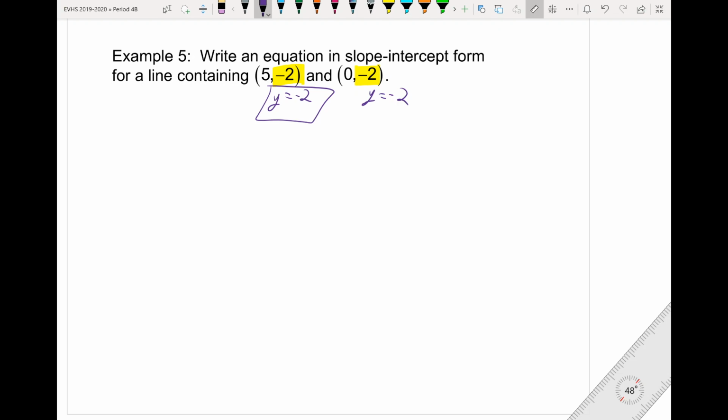Because they both have the same y coordinate. The only way for that to happen is for them to go through this. You're going to have 5, negative 2, and 0, negative 2. It's a 0 slope. The equation is y equals negative 2.